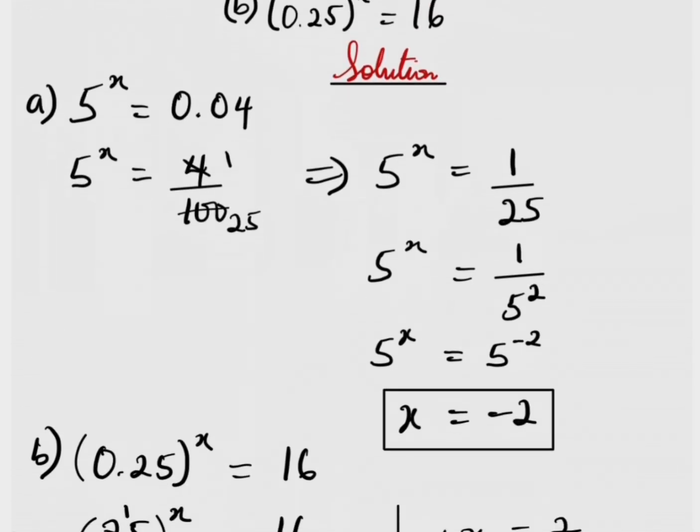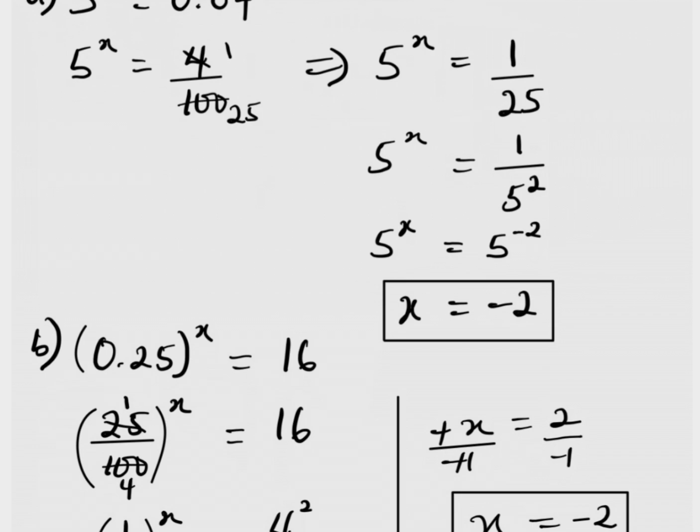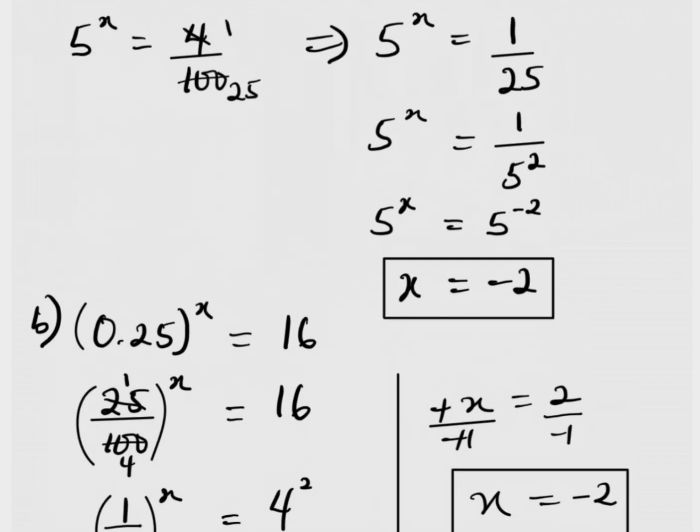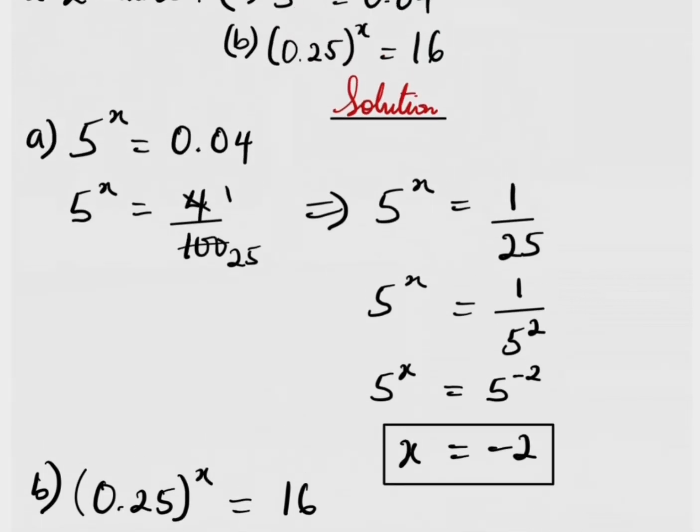We have A, x equal to -2, and B, x also equal to -2. So this solves question number 2.